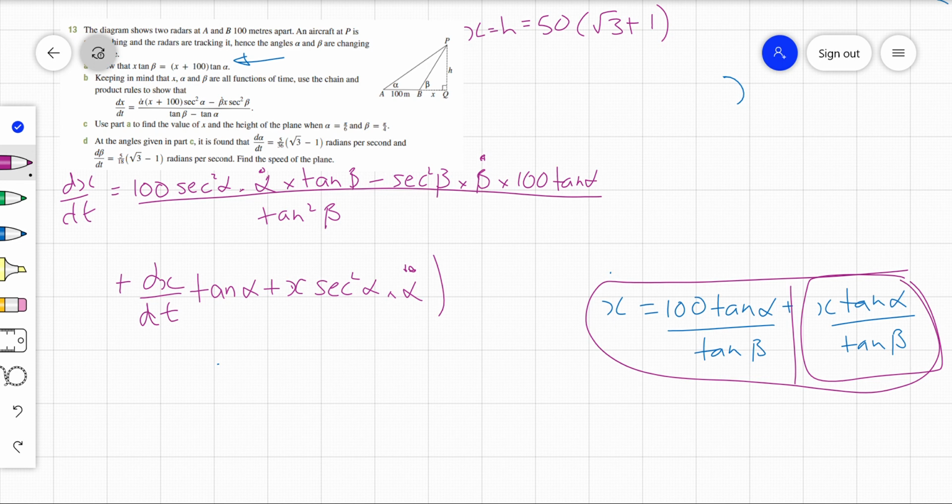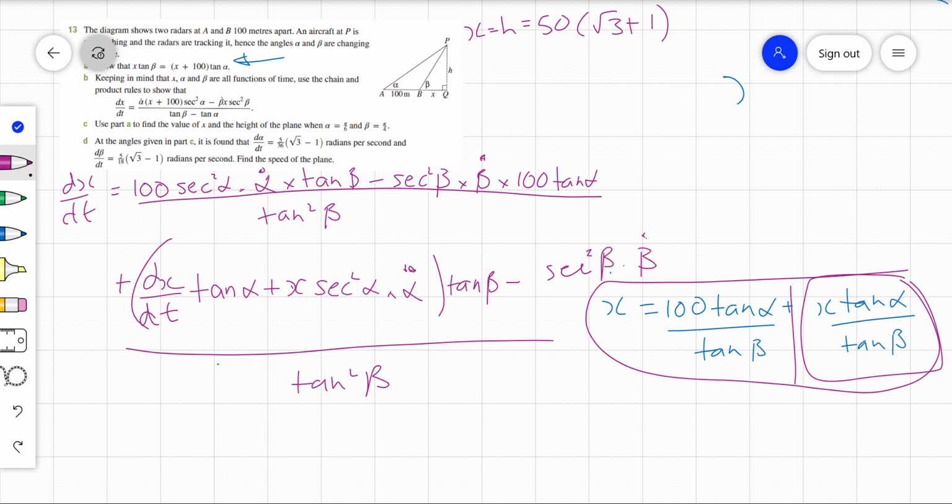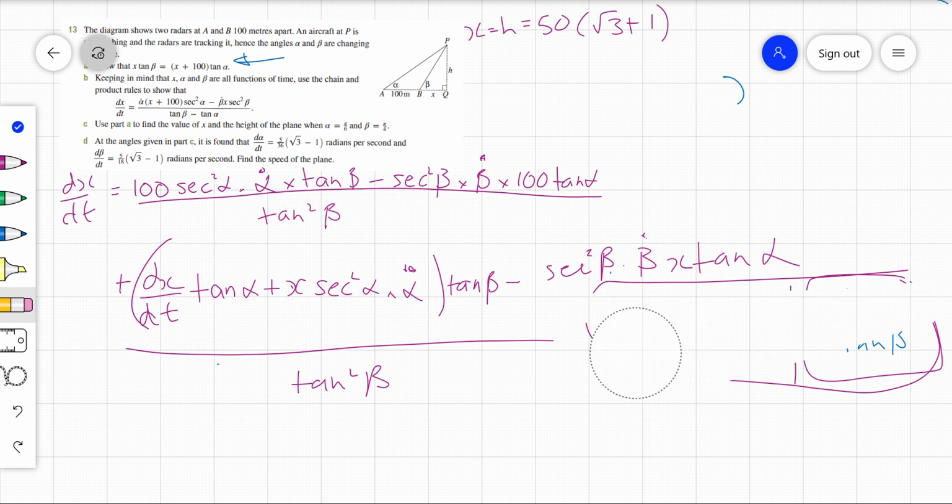Alright, all that, so that's the derivative of the top times the bottom, minus, and remember all this is going to be over tan squared beta as well, minus the derivative of the bottom, which is sec squared beta times beta dot, because beta is in terms of t, times the top, so times x tan alpha. Alright, now I'll get rid of that. So that's just implicitly differentiating.